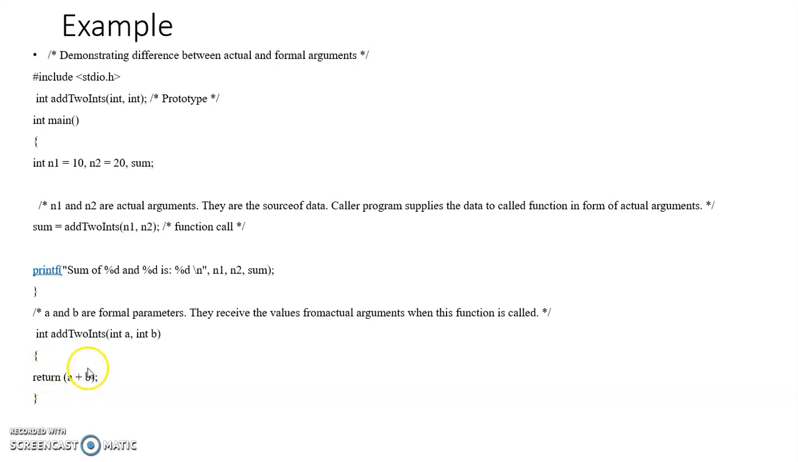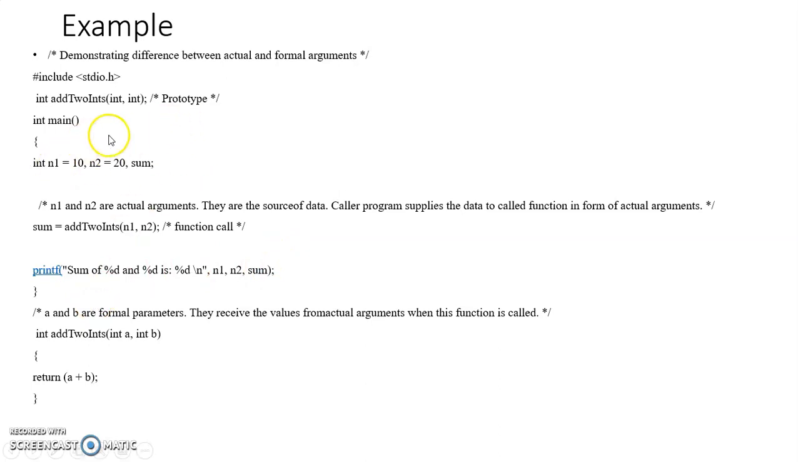What is the operation being performed here? A plus b. So whenever I am calling the function add 2 ints n1 comma n2, these n1 and n2 values will be passed to a and b, and they perform the addition operation and return the answer to sum. The answer is returned and stored in sum, and after that we are just printing the sum.